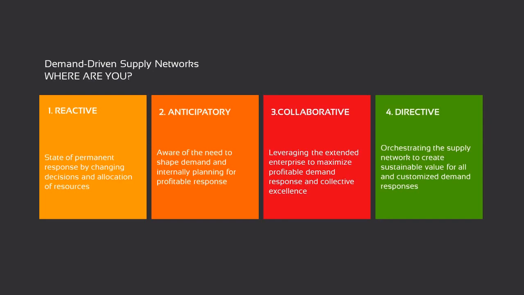The last phase is what Gardner called the orchestrating phase. I call it the more directive phase, and it actually shows a supply network that is really demand-driven, that has created sustainable value, and that is able to customize demand responses for the different demand signals that it gets out there. So we will go into more detail again at a later point, but I'd like you to share with us which numbers you think you are, and we'll see if that matches some of the research we have done here at Georgia Tech.